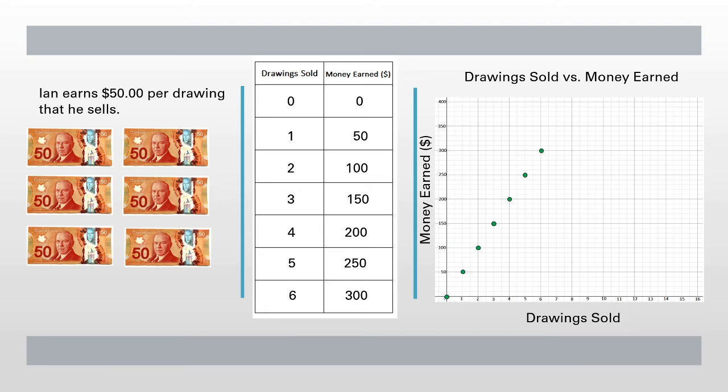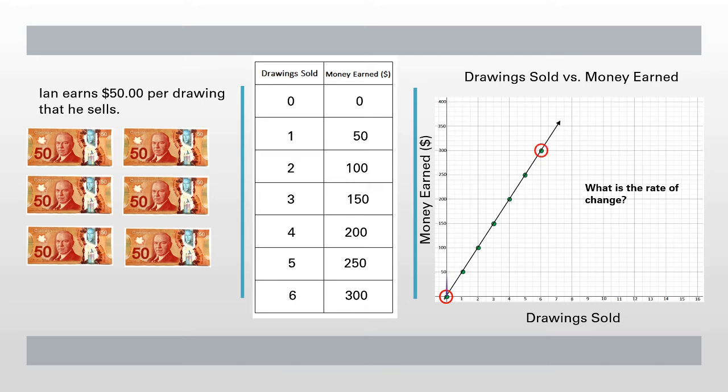Once you're finished plotting the points, we can draw a line to represent the relationship between the number of drawings that he sold and the money earned. Now, just like last time with the last scenario, let's think about what is the rate of change. Remember how we find rate of change? We draw a right angle triangle between any 2 points that we can clearly identify. I've chosen to do (0, 0) and (6, 300).